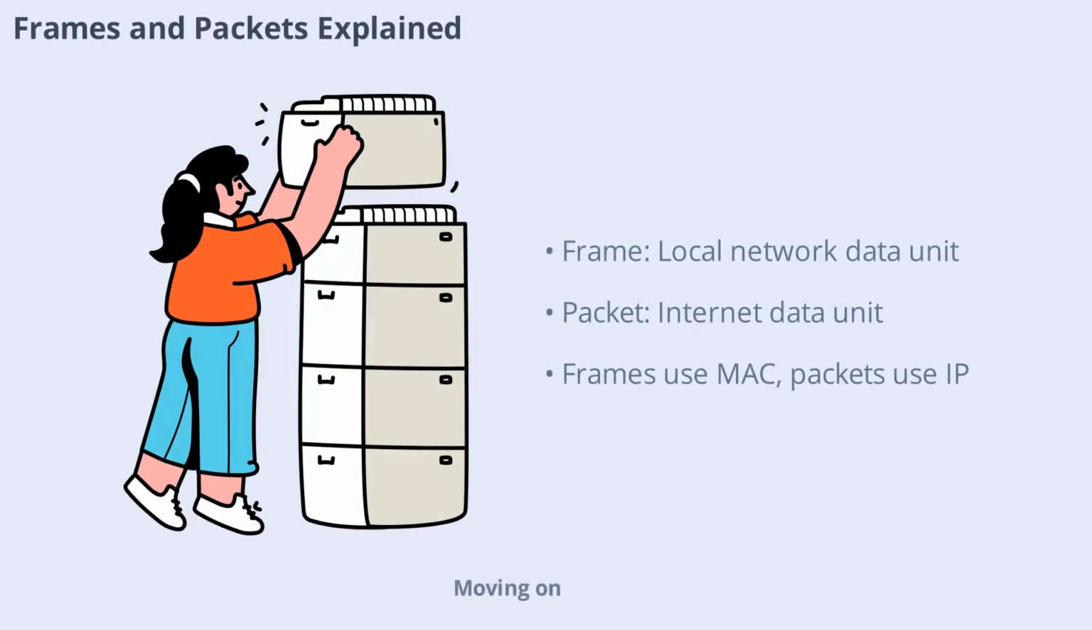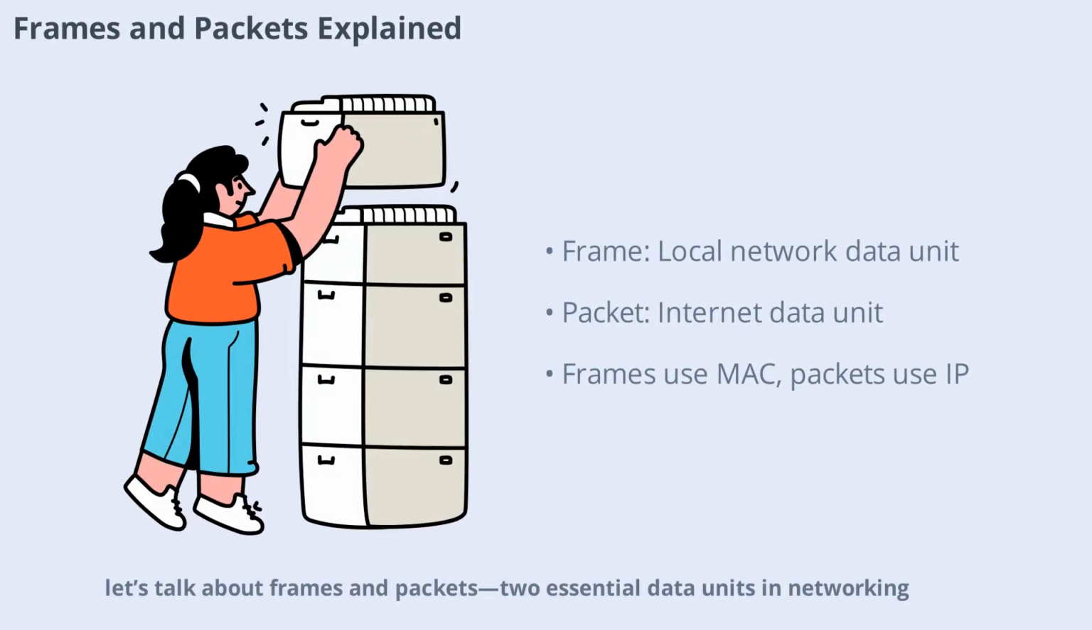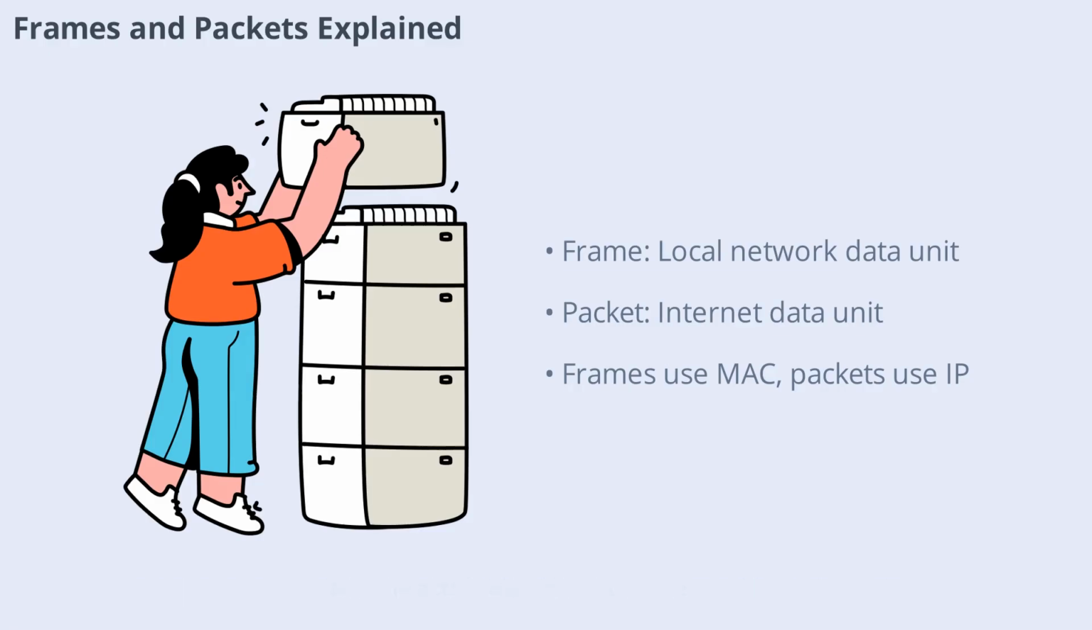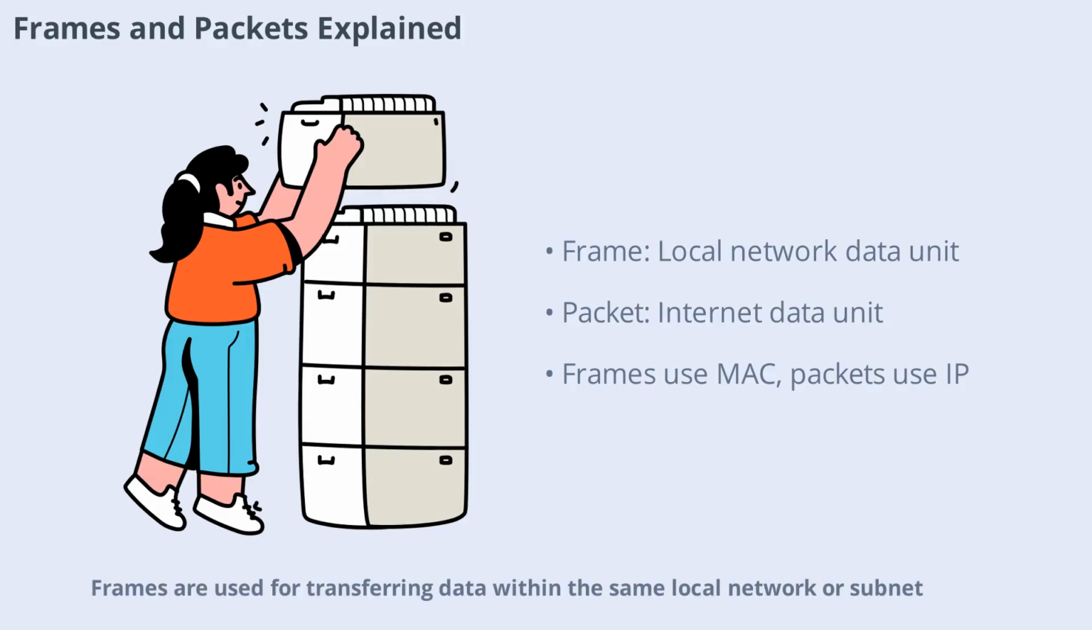Moving on, let's talk about frames and packets, two essential data units in networking. A frame is the data unit at the data link layer, containing source and destination MAC addresses, error checking information, and the actual data packet inside. Frames are used for transferring data within the same local network or subnet.